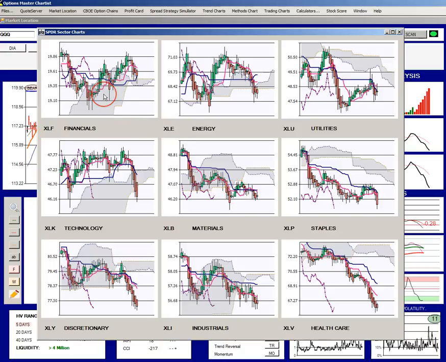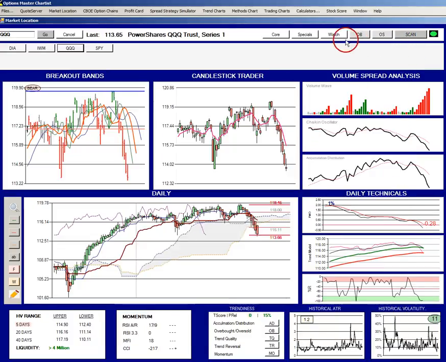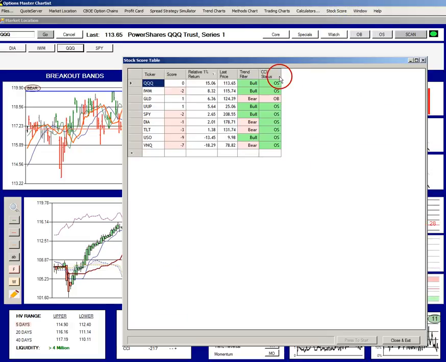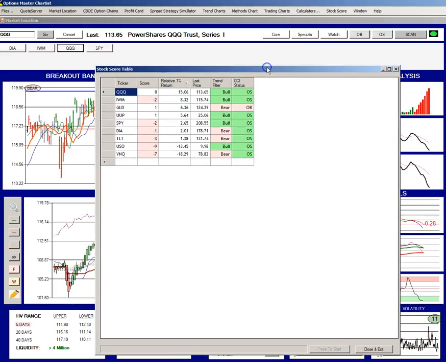But again, this is to increase your market awareness so that if you are going to be trading for the day, you at least have a backdrop of the different sectors, and it adds a little more knowledge to how the individual stocks or ETFs you're looking at may perform. And the third one I'm going to look at is the stock scores. And stock scores scans all of the stocks in the 3 watch lists and gives them a score.